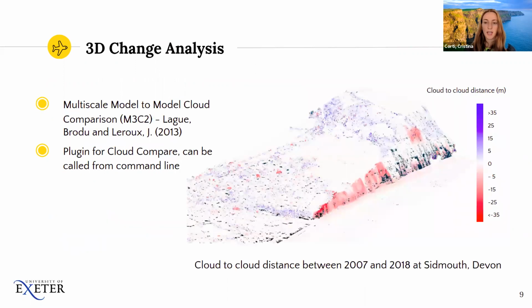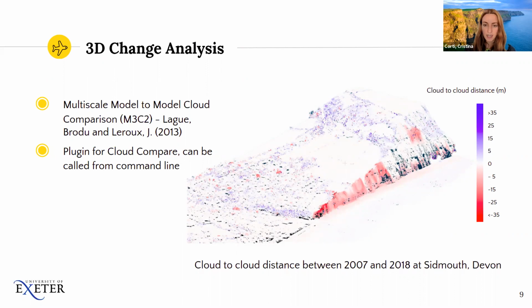You might think, why do I care? Why is that relevant? Well, it becomes relevant when you're looking at changes in 3D. So a bit like your 2D difference model, where you compare two digital terrain models. But here we are doing a comparison point by point. So this is done in CloudCompare using a plugin called M3C2.